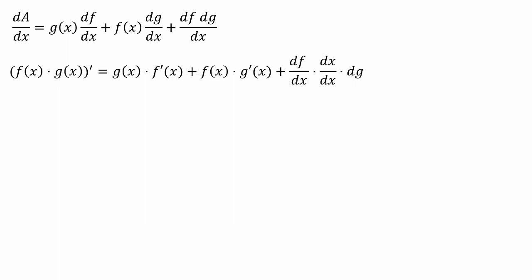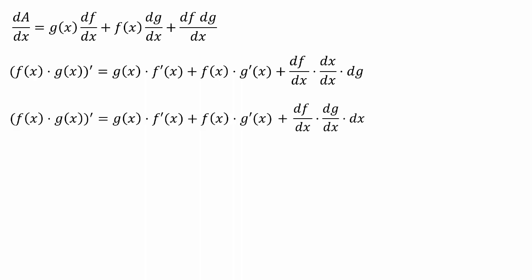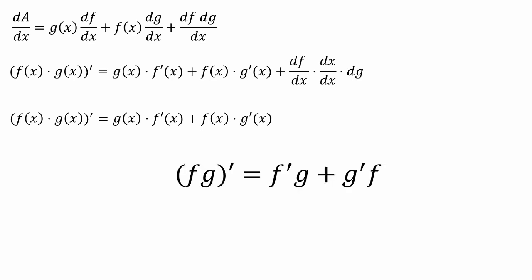However, we can multiply it by dx over dx and get df over dx times dx over dx times dg. We can then arrange this slightly so that the last term is df over dx times dg over dx times dx. However, it turns out that this term is so small that it doesn't really matter because we're multiplying by the infinitesimal. So therefore, this term will go to 0, and it will eventually just drop out. Therefore, we have that the derivative of the product of two functions is equal to f prime times g plus g prime times f.